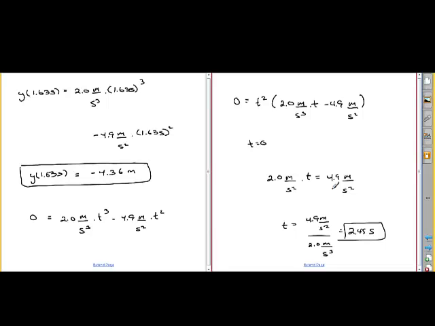And you could calculate the velocity too. If you got that time, you could then use that time in the velocity equation to see what the velocity was as you passed through that point.